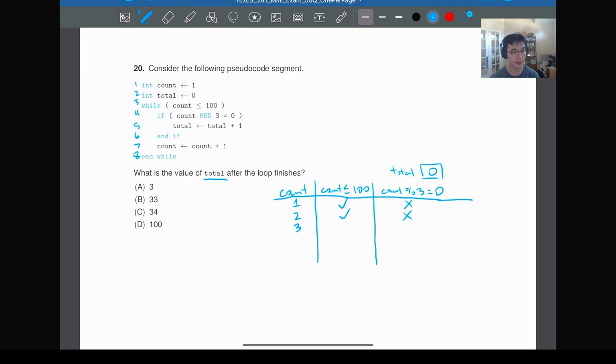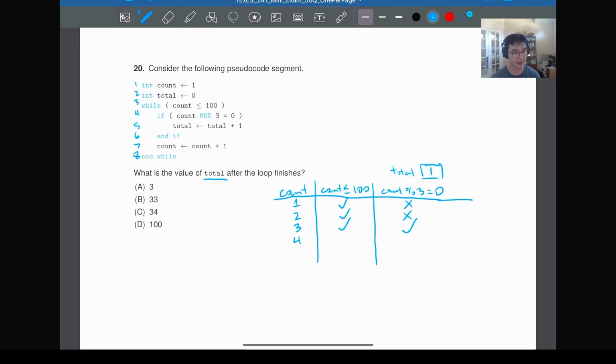Go to line 8, finish the while loop, go back to line 3. Is 3 less than equal to 100? It is. Because the while loop condition is true, I go inside the while loop, I go line 4. I ask, is count mod 3 equal to 0? It is. So now I do total is total plus 1 on line 5. Total is now going to be 1. And then I finish the if condition on line 6. I go to line 7. Count is now 4.